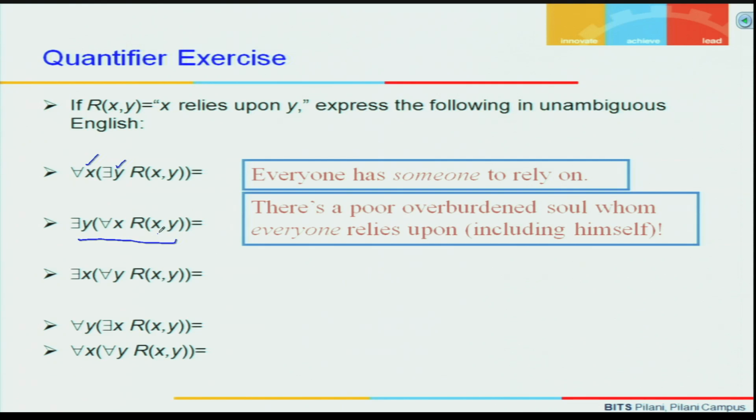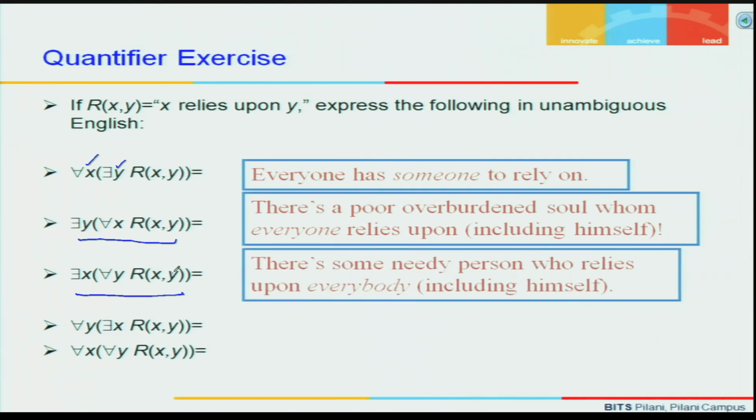And what does this statement mean? There exists x for all y Rxy. It means there is a person who relies upon the whole world. Basically, there is some needy person who relies upon everybody, including himself. That means he needs everybody for him to survive. Of course, in English you can write it a number of ways, but finally the meaning is the same. The semantics of the English is going to be the same however you write it.